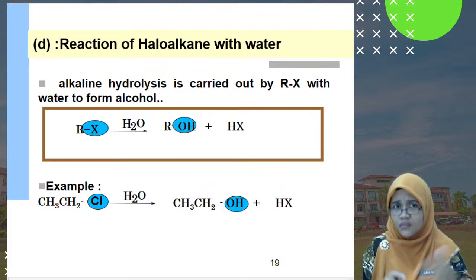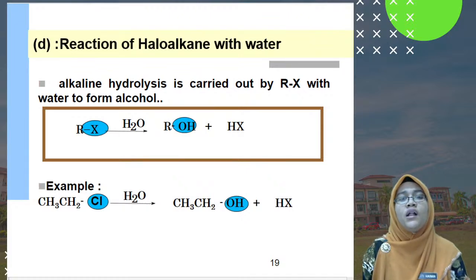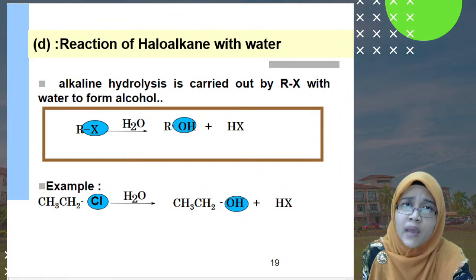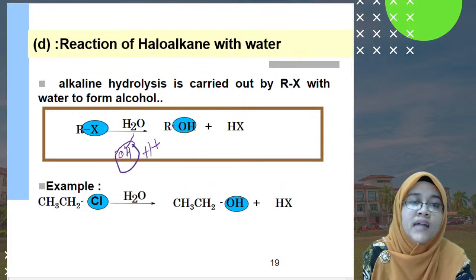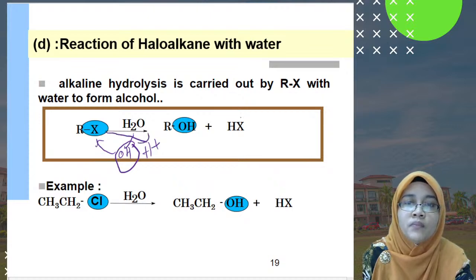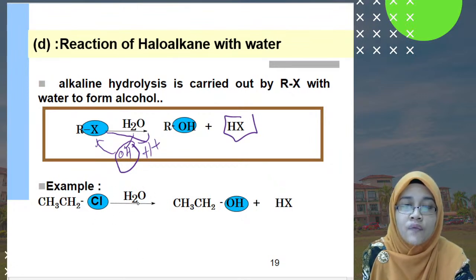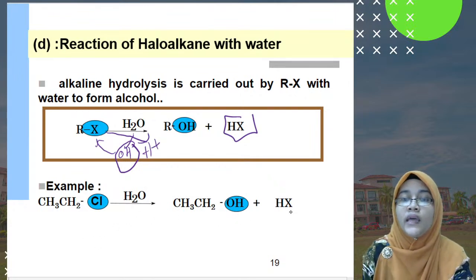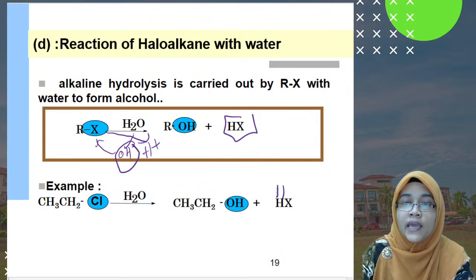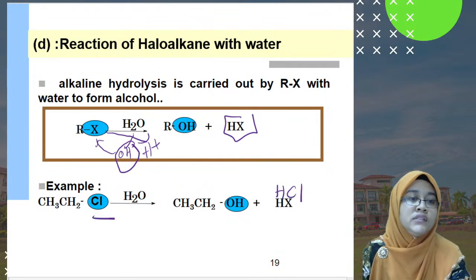Okay, the fourth reaction again. Haloalkane can also react with simple water. Water brings OH minus and also H plus. So the OH minus nucleophile will substitute with your halogen, and the H will combine with the halogen to form a byproduct, HX. For example, chloroethane reacts with water to form a new product, ethanol, and HX is HCl because we use Cl.